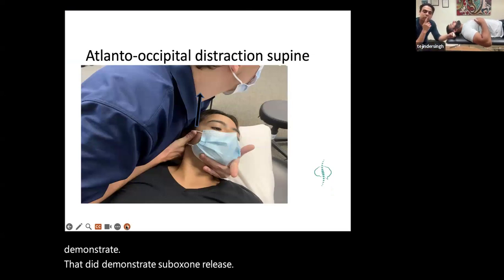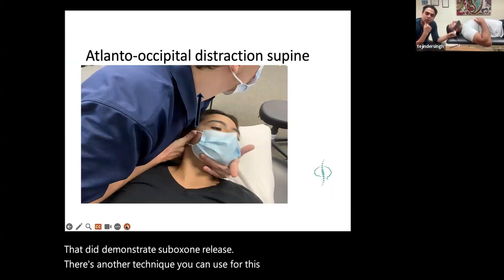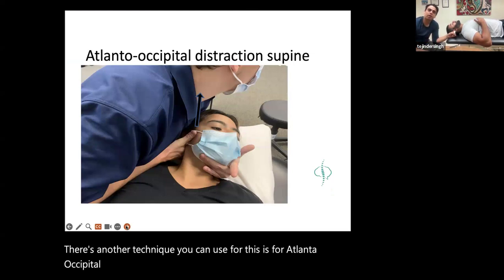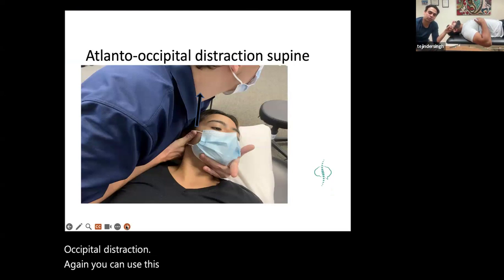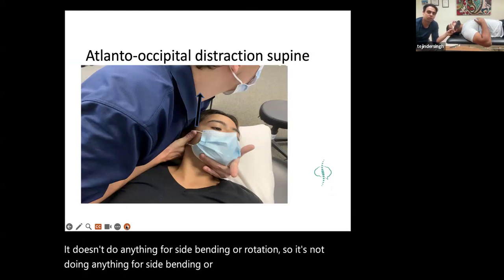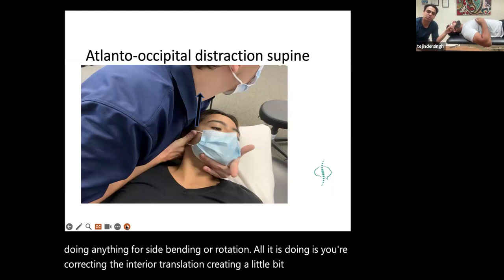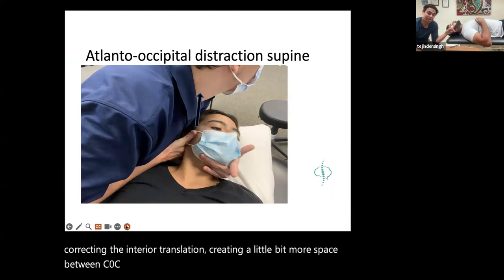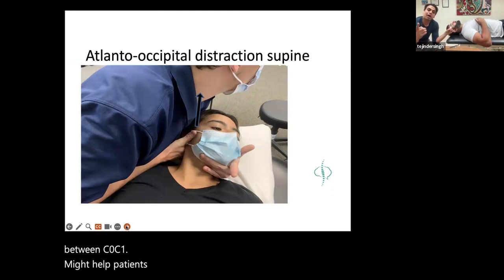There is another technique you can use, atlanto-occipital distraction. Again, you can use this for anterior translation of C1. It doesn't do anything for side bending or rotation. All it is doing is correcting the anterior translation, creating a little bit more space between C0 and C1. It might help patients who have hypermobility.